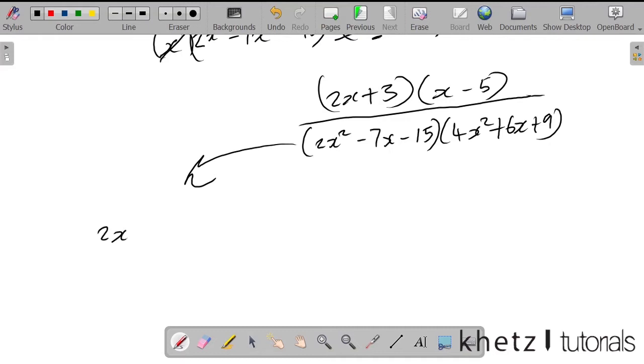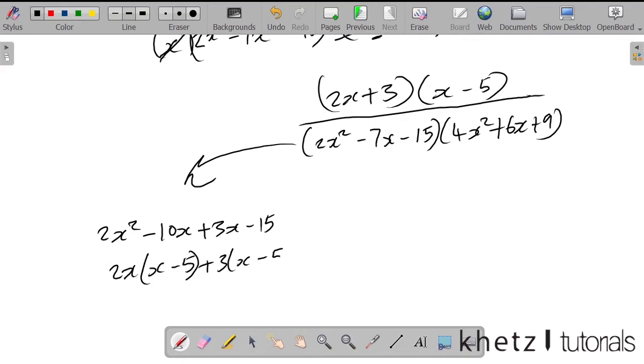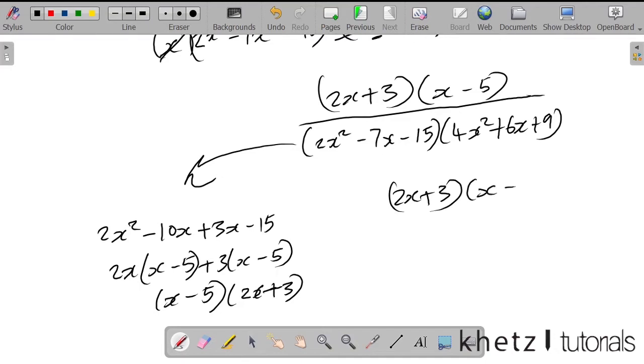So basically you're going to say 2x squared, then minus 10x, then plus 3x subtract 15. Then taking the common factors, you're going to have x subtract 5, then taking 3, which is common, you're going to have x subtract 5 as well. So the answer to that would be x subtract 5 and 2x plus 3. So 2x plus 3 at the top, multiplied by x subtract 5 at the top. And at the bottom, you're going to have x subtract 5 and 2x plus 3.